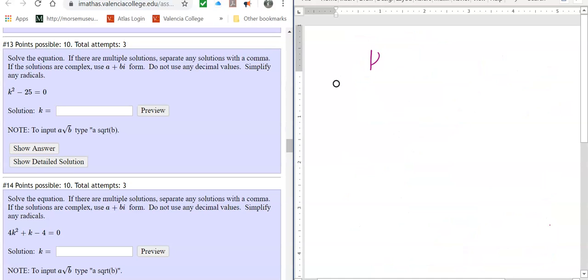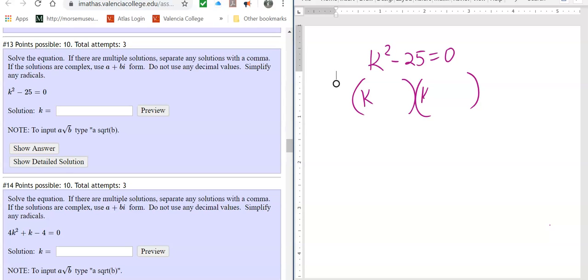Okay, this is a quadratic. We know there are 3 ways to solve a quadratic: square root property, quadratic formula, or factoring. Now this one here I can clearly see as an easy factoring one. It's just a difference of squares. So it's k minus 5 and k plus 5. So I'll set each factor equal to 0 and I'll solve.